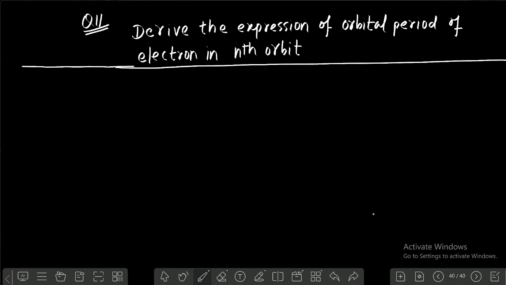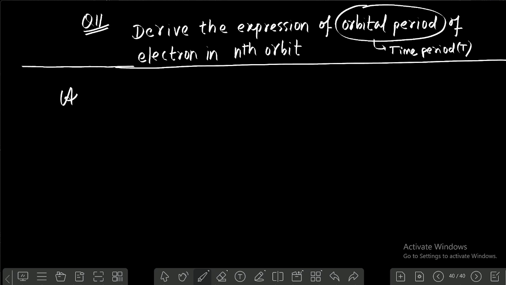So see this question, next question. Derive the expression of orbital period of electron in nth orbit. So what do you mean by orbital period? Orbital period means time period basically. T, time period you have to calculate. If you remember velocity and radius formula, then time period easily you can find.